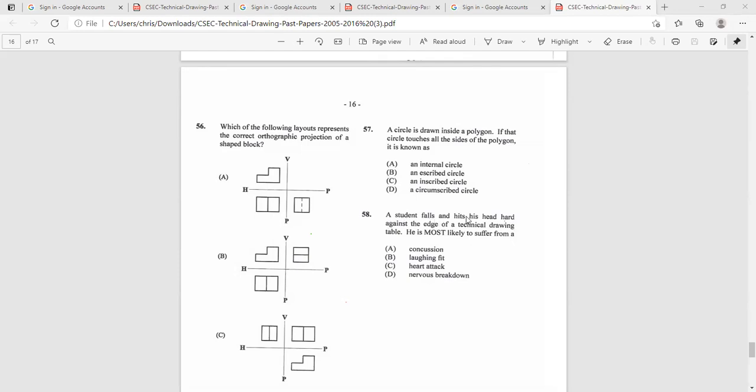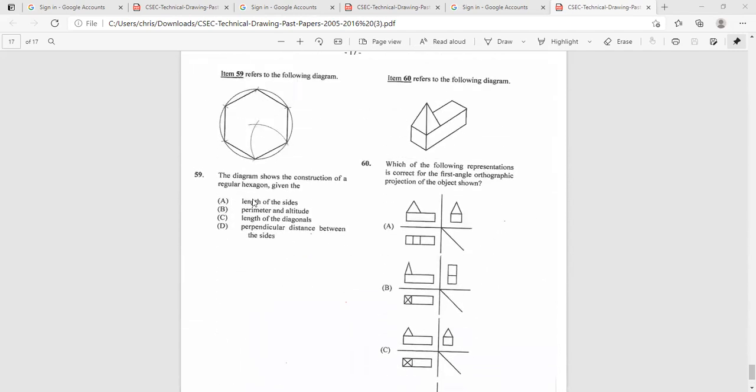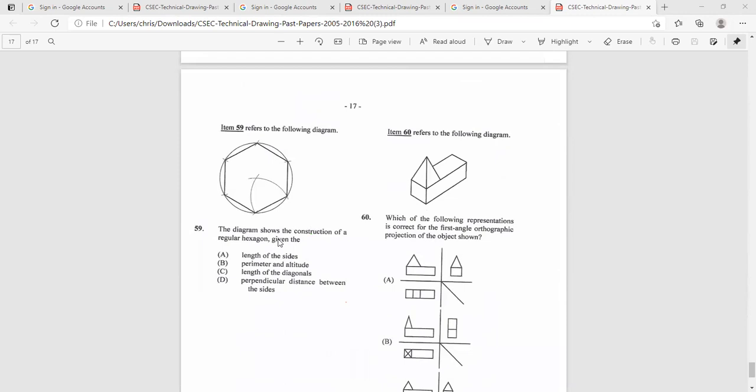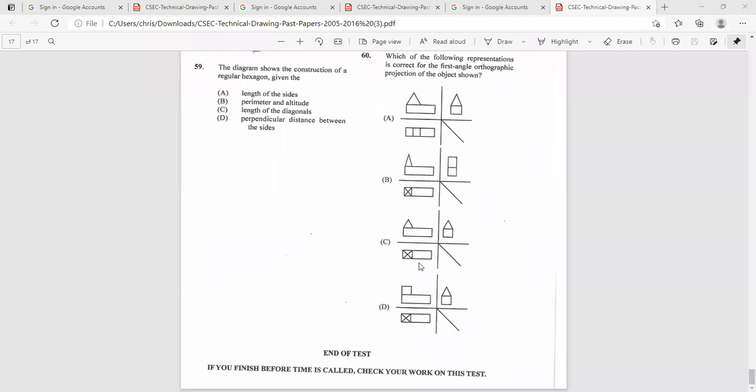A student falls and hits his head hard against the edge of a technical drawing table. He is most likely to suffer from a concussion, right? The diagram shows the construction of a regular hexagon giving the length of one side, which is A. Which of the following represents the correct form of the first angle projection? This is C. Definitely C.